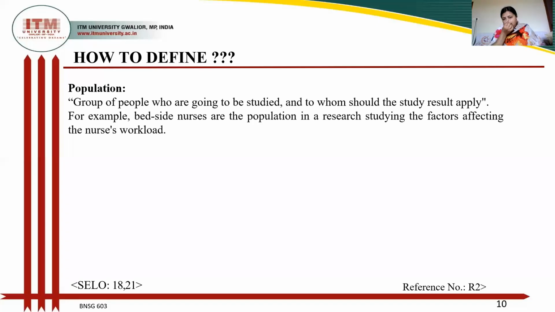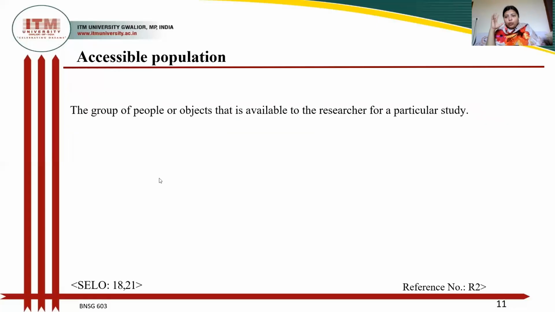For example, bedside nurses are the population in research studying the factors affecting nurses' workload. These are some of the examples they have given, working nurses, and the factors they are telling. But in a simple way to make you understand, population means a whole group. It is a full group of people where you want to conduct your study and on whom you are going to apply it. That we are calling a population.